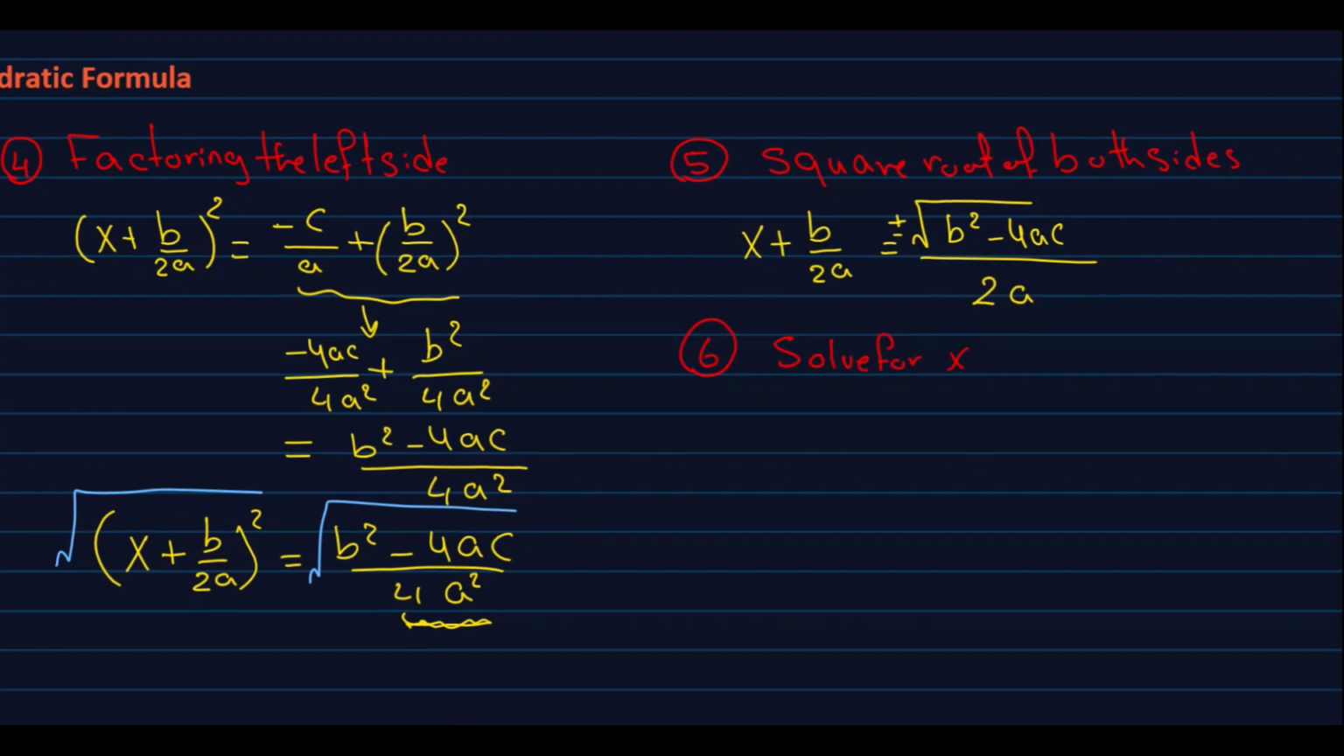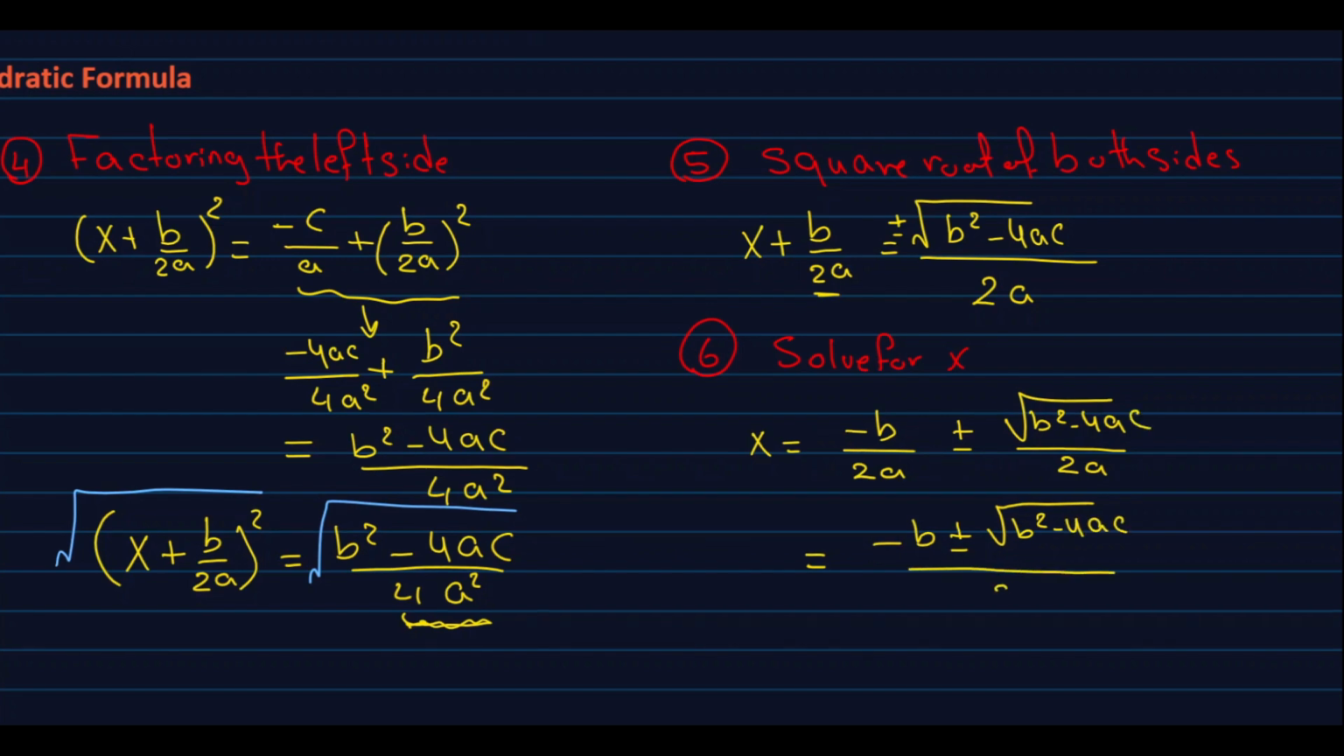So on this side, x is equal to, we're going to bring this term to the other side, and we're going to have negative b over 2a plus or minus the square root of b squared minus 4ac over 2a. We can combine these super easily. We're going to have negative b plus or minus the square root of b squared minus 4ac over 2a. And we can say, voila.